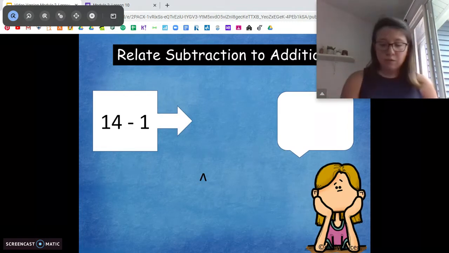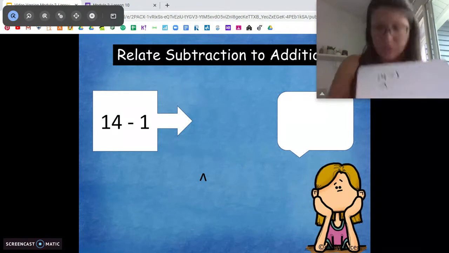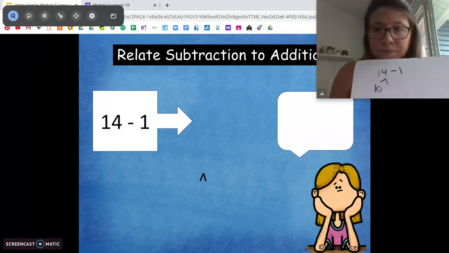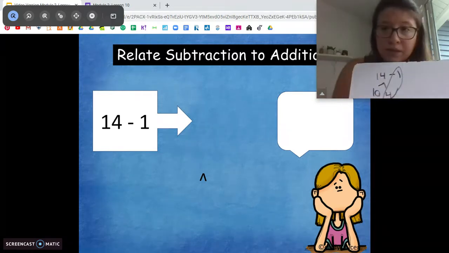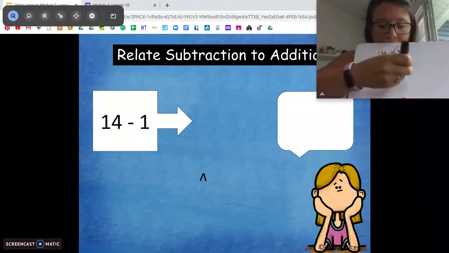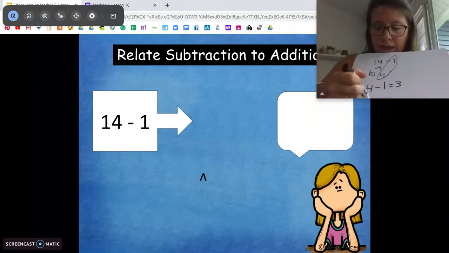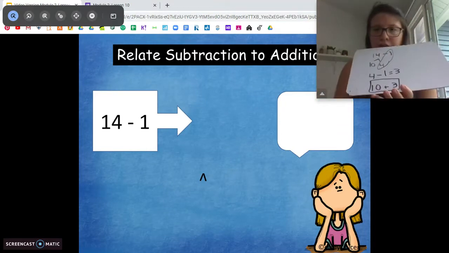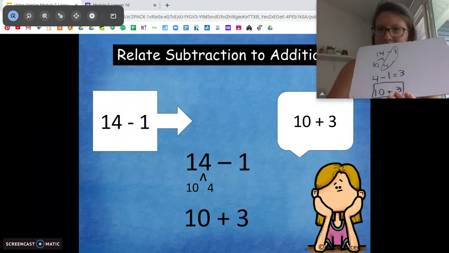So write down 14 minus 1 on your paper. And our first step is going to break down 14 into our tens and ones. So in 14, there's 1 ten, which is the value of 10. And how many extra ones? 4. Good. Our next step is to subtract. 4 minus 1 equals 3. Very good. And then we're going to add our 10 to our leftover ones, and that is our 10 plus addition sentence. So 14 minus 1 turns into 10 plus 3. See how that works? All right.